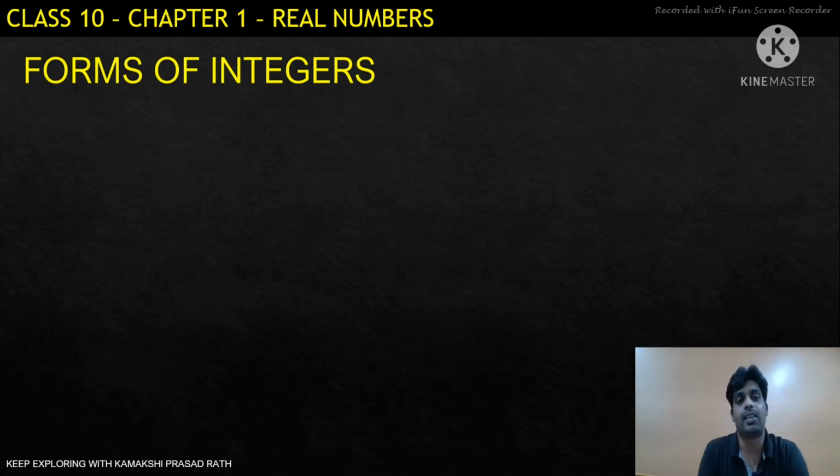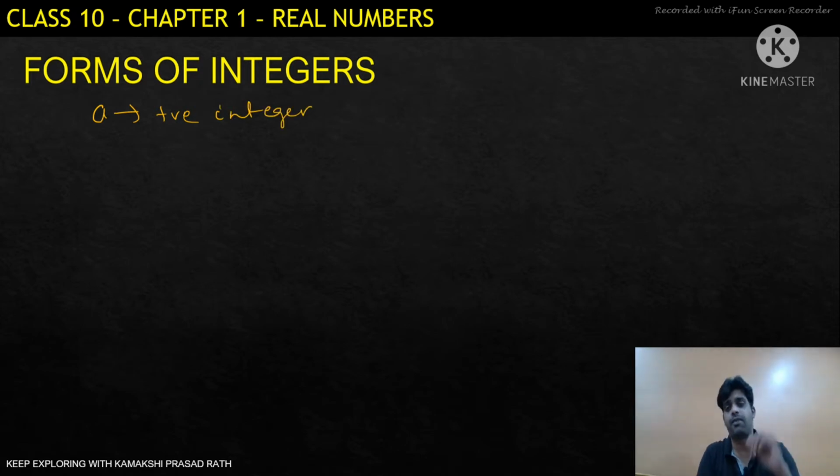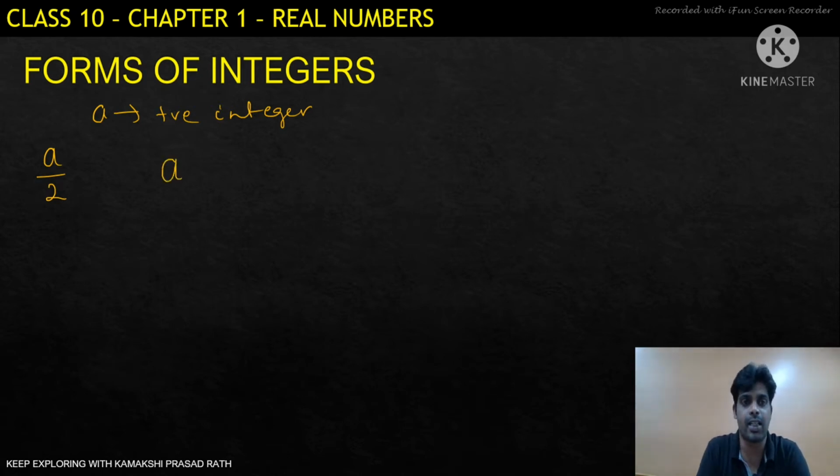So here it says forms of integers. Now let us consider one integer. Let us take a to be a positive integer. Now first, suppose we are dividing a by 2. Just consider we are dividing a by 2. So it can be written like this: a is the dividend and 2 is the divisor.